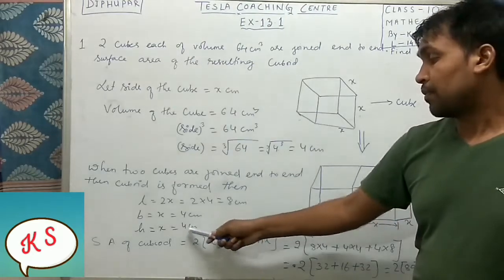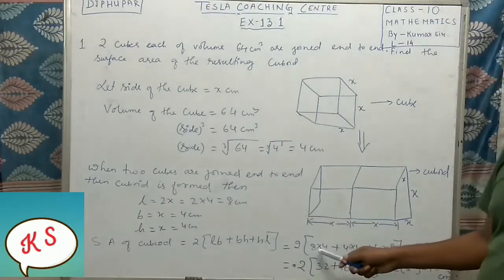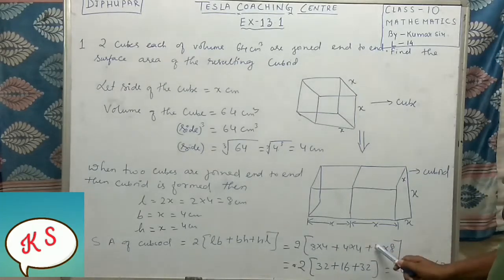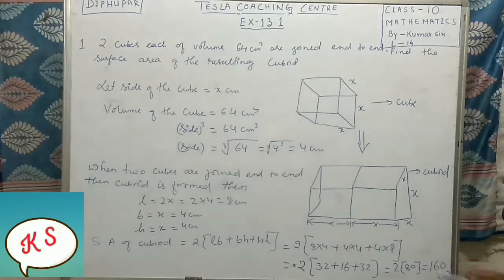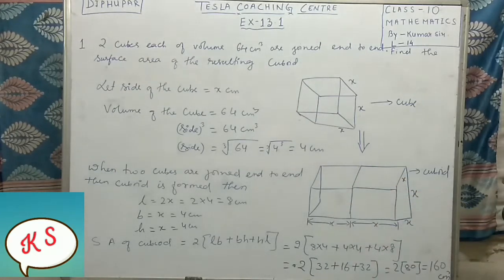So H is how much? 4, and L is how much? 8. 4 into 8, how much? 32, plus 4 into 4, 16. So 32 plus 16 is 48, plus 32 is 80. It will give us 80. So 80 into 2, it will come how much? 160 centimeter square. Okay, so this is the surface area of a cuboid.